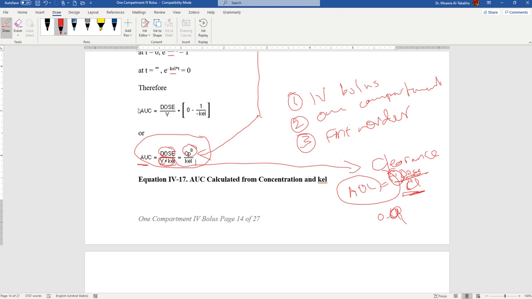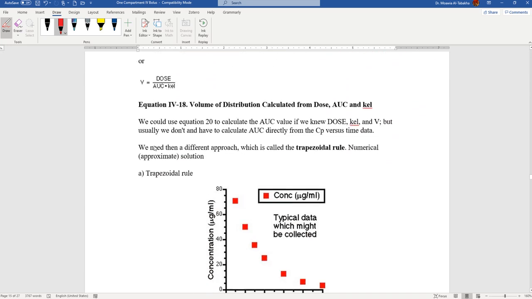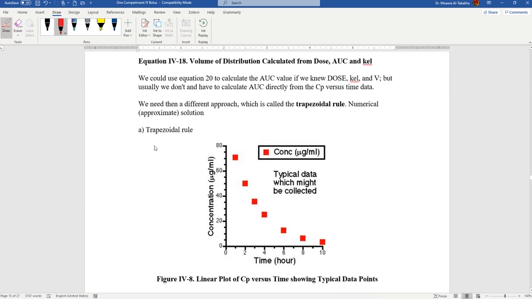Sometimes we don't know, let's say, the dose, or we don't know the apparent volume. In this case, we can use a very famous approach called the trapezoidal rule. The trapezoidal rule is a numerical way to divide the area under the curve into segments.